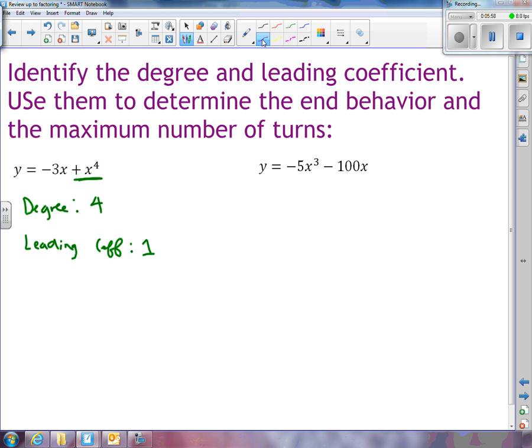As the graph goes to the right, it goes up because the leading coefficient is positive. So it goes up to the right. Now, after you determine what it does to the right, let's think about what it does to the left. Because the degree is 4, the ends go in the same direction, meaning that if it goes up to the right, it goes up to the left.